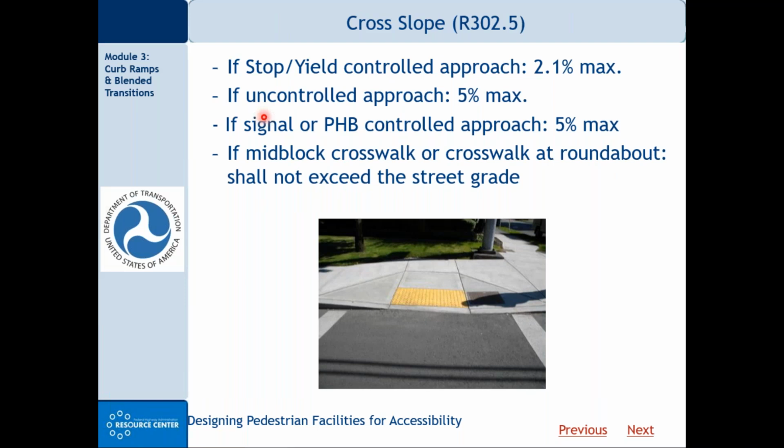But what was the first part of the question again? Can you use R302.5 as a reason why the cross slopes exceed 2.1% at a roundabout? I would say yes. Okay, thank you.